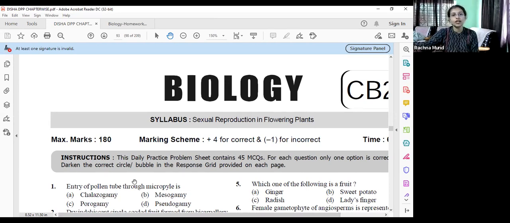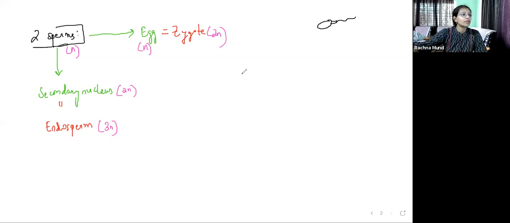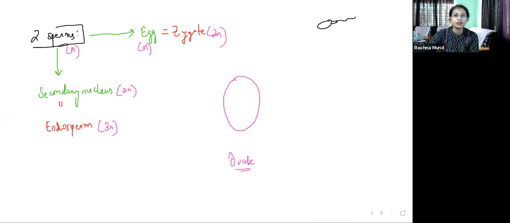I shall switch over to the whiteboard. I have 4 terms, okay? Chalazogamy, mesogamy, porogamy, and pseudogamy. Now there is pollen tube and micropyle. So micropyle belongs to what structure? What is the organ of which it is a part? Micropyle refers to the ovule. Refers to the organ ovule.